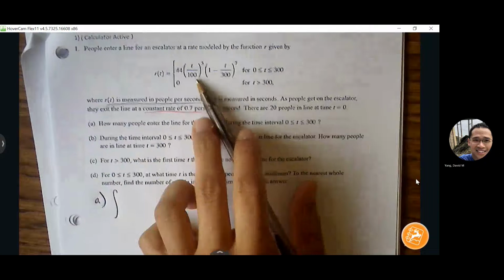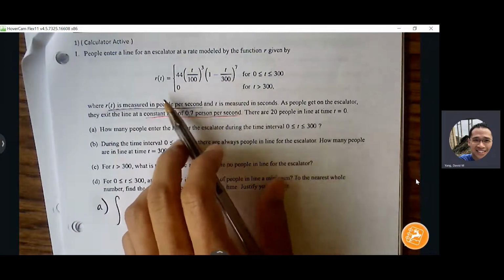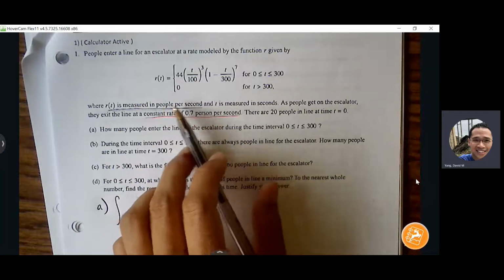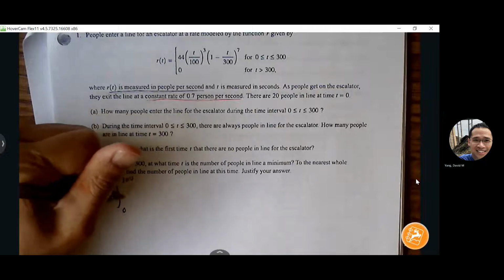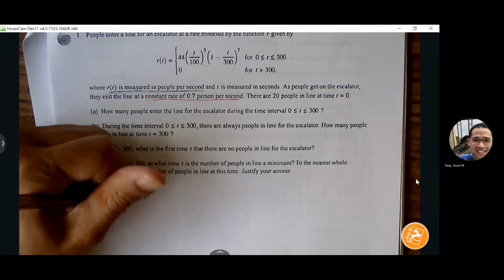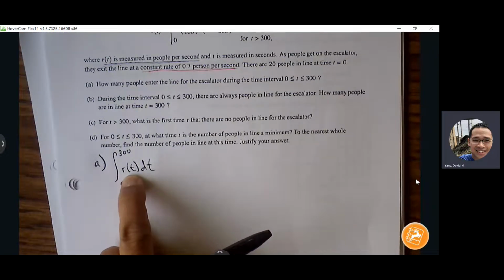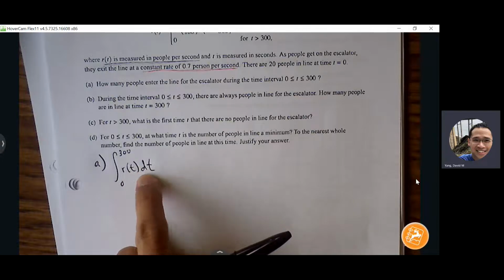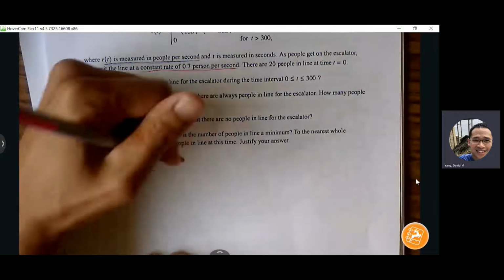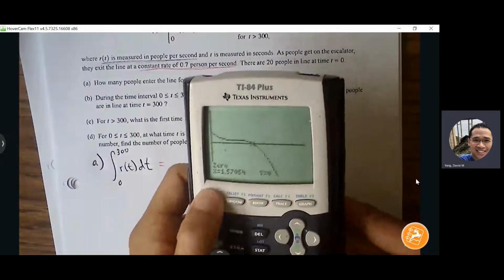We have people per second, so I want to take the antiderivative so I can change the units from people per second into number of people. So R of t is in terms of people per second. You multiply that by time, and you can see that your time will cancel out, and you're left with number of people. All right, so we can make the calculator do this work for us.